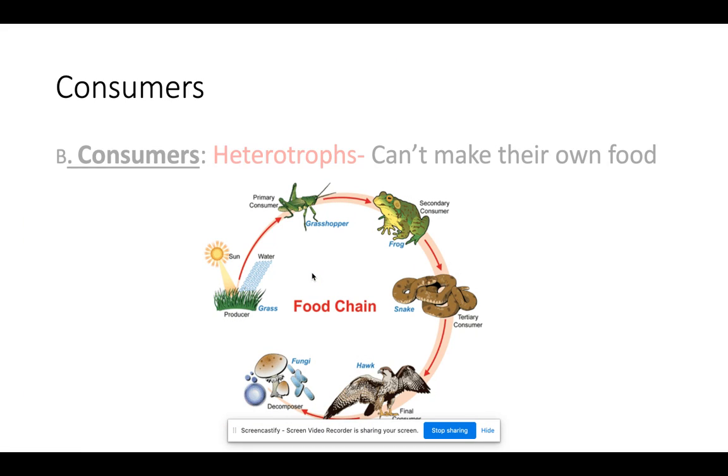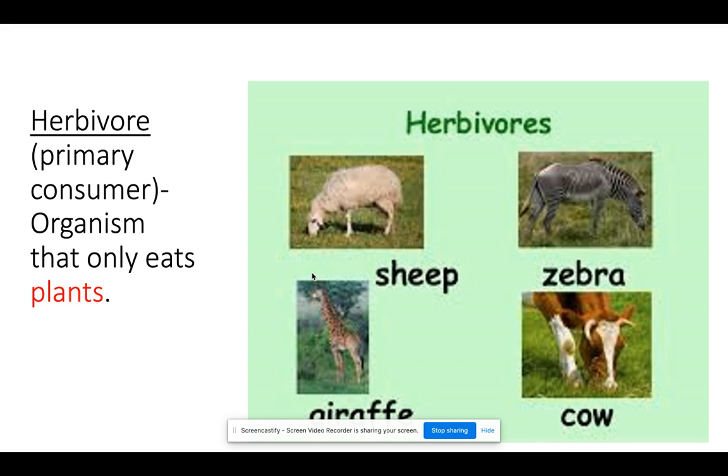Okay, let's talk about some consumers. Consumers are ones that can't make their own food. They are the animals, if you will. Okay, consumers are also called heterotrophs. To remember, at the beginning of the year, we talked about heterotrophic nutrition, which means you can't make your own food. You've got to eat something. Okay, so there are different types of consumers. I'm going to talk about them.